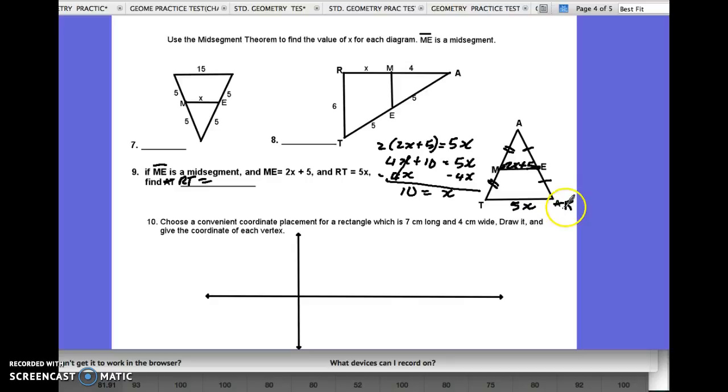And to find the distance from R to T, which is what is required, I'm going to say RT is 5 times whatever x is. So this is going to be equal to 5x, or 5 times whatever x is, and x is 10. So RT would be 50. Alright? So that's a little bit extra help there. I trust this will be helpful.